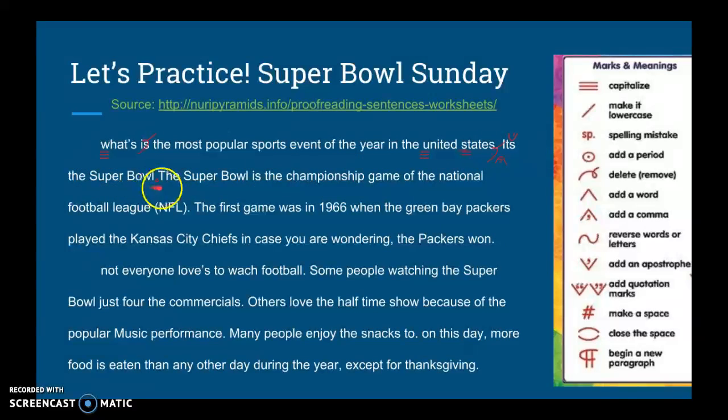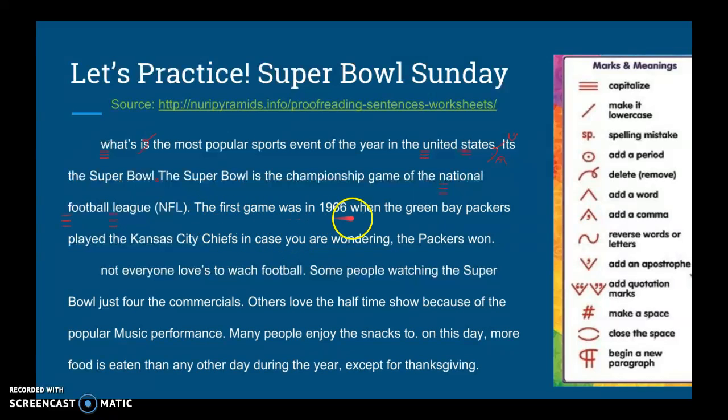It's the Super Bowl. The Super Bowl is the championship game of the National Football League, the NFL. The NFL is actually a proper noun. So the words National Football and League need to be capitalized. So those are the symbols we'll use. The first game was in 1966 when the Green Bay Packers played the Kansas City Chiefs. In case you are wondering, the Packers won. That's a very long sentence as well, so we might need to split that up later.